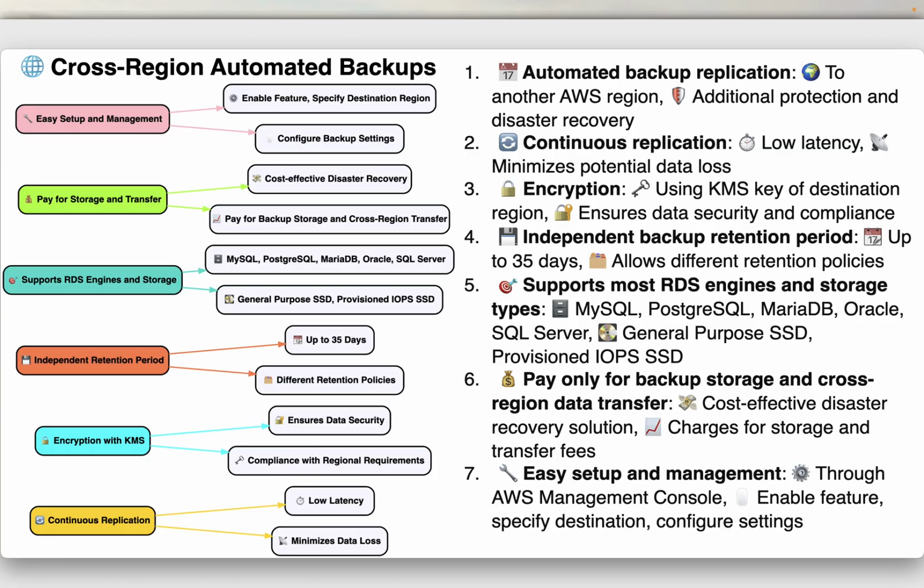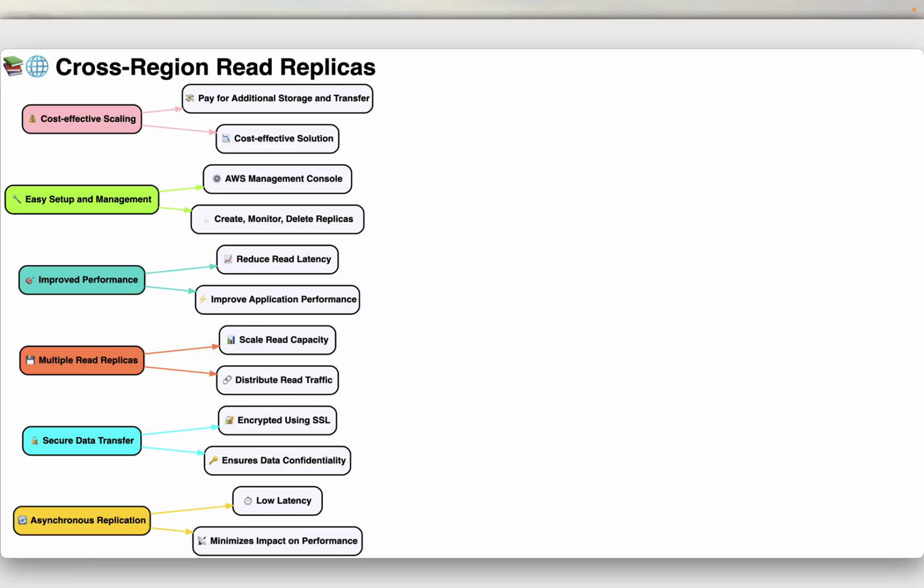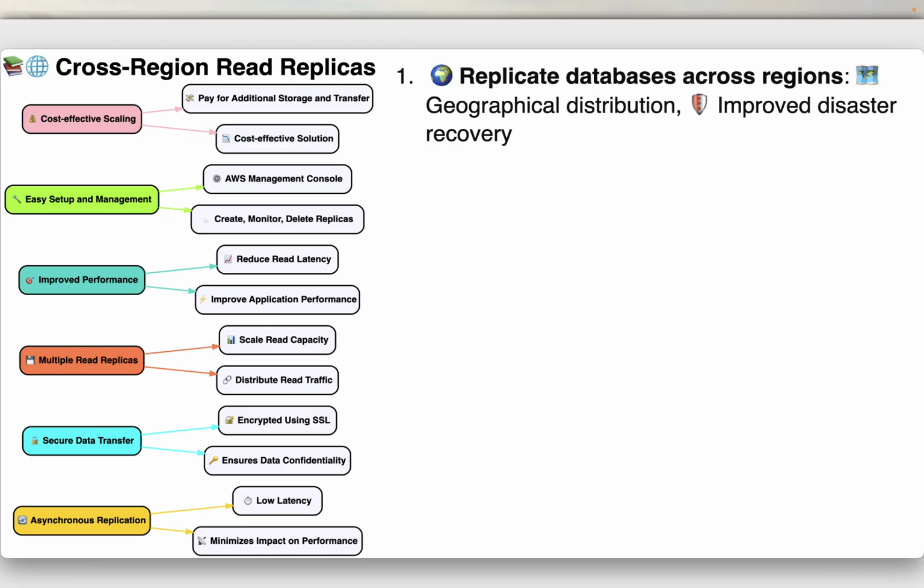Seventh, easy setup and management through AWS Management Console. So setting up and managing cross-region automated backups is straightforward using the Management Console. You can enable the feature, specify the destination region, and configure backup settings with just a few clicks. Next, we will discuss cross-region read replicas.